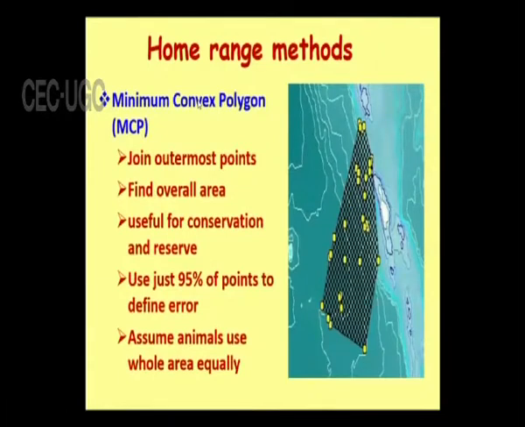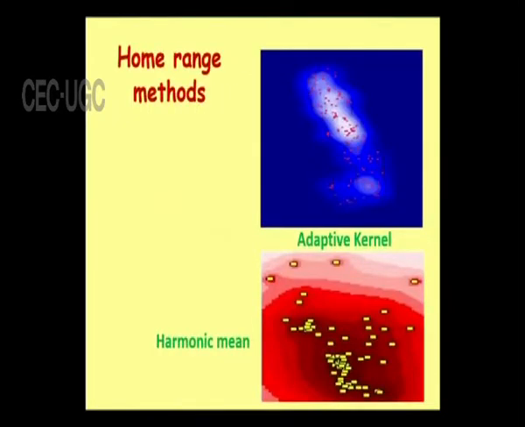Even though the lions are wandering throughout the forest, all the lions are not wandering all the areas of the forest, and therefore it is an assumption that the animals are wandering throughout that area. And therefore, in this method, the minimum convex polygon method, we are finding the home range. There are other methods also possible.